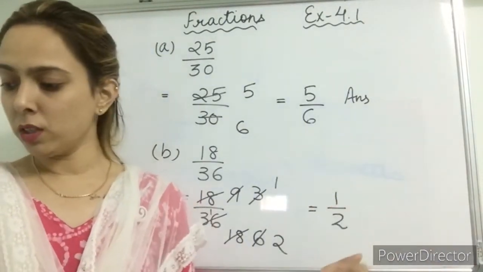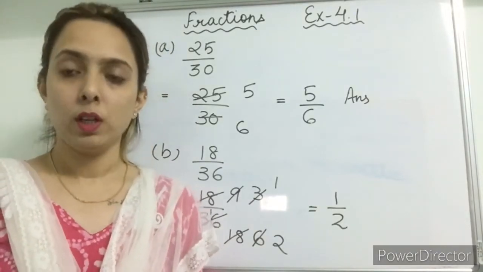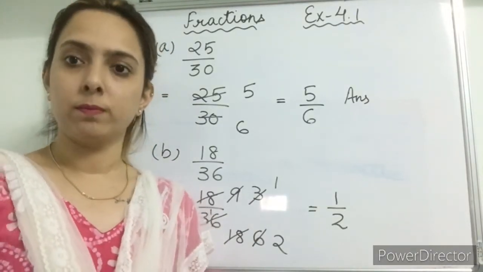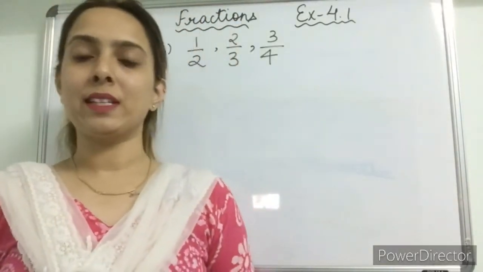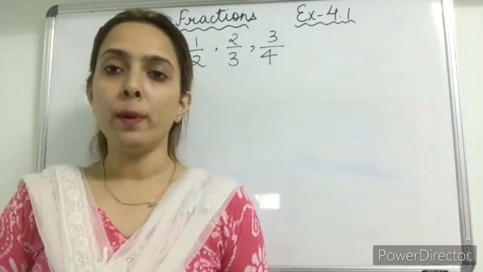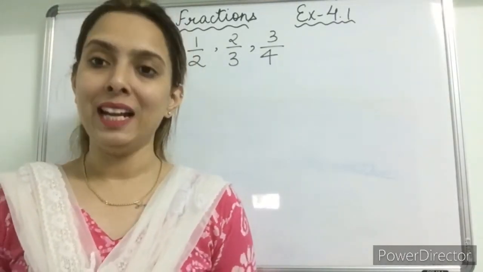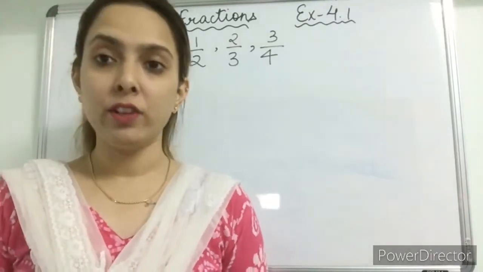So these are the questions which you are going to do in your notebook. Let's come to the next question. Question number 2 of exercise 4.1 is: find the lowest common denominator. It means you have to find the LCM for each part by the division method.